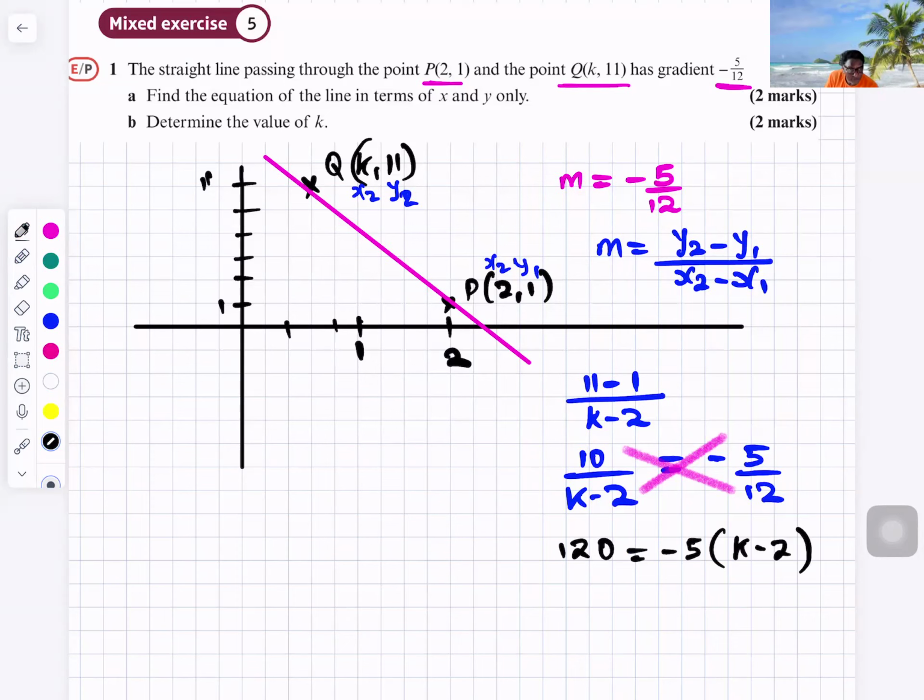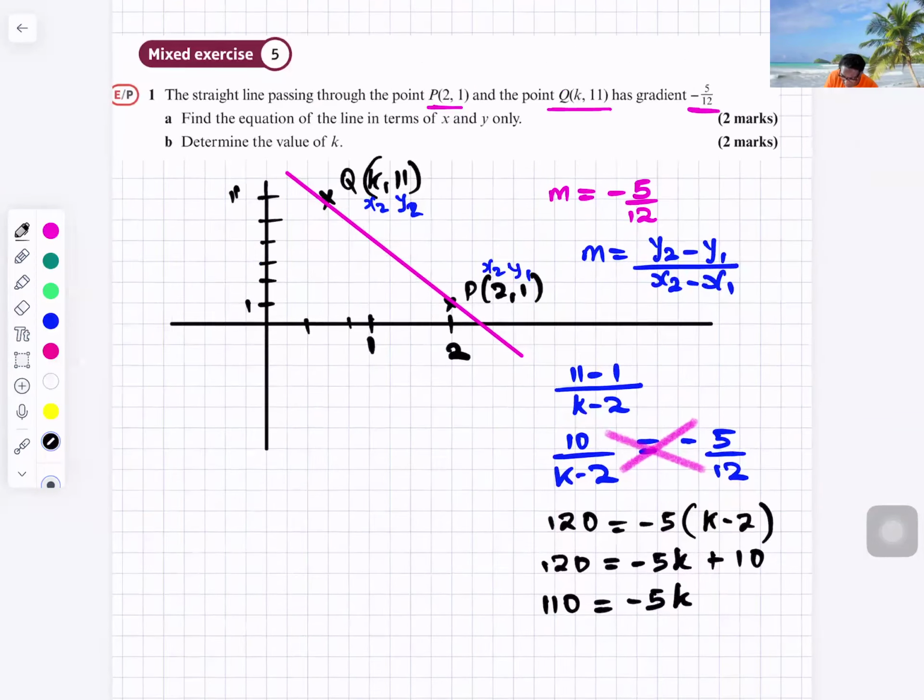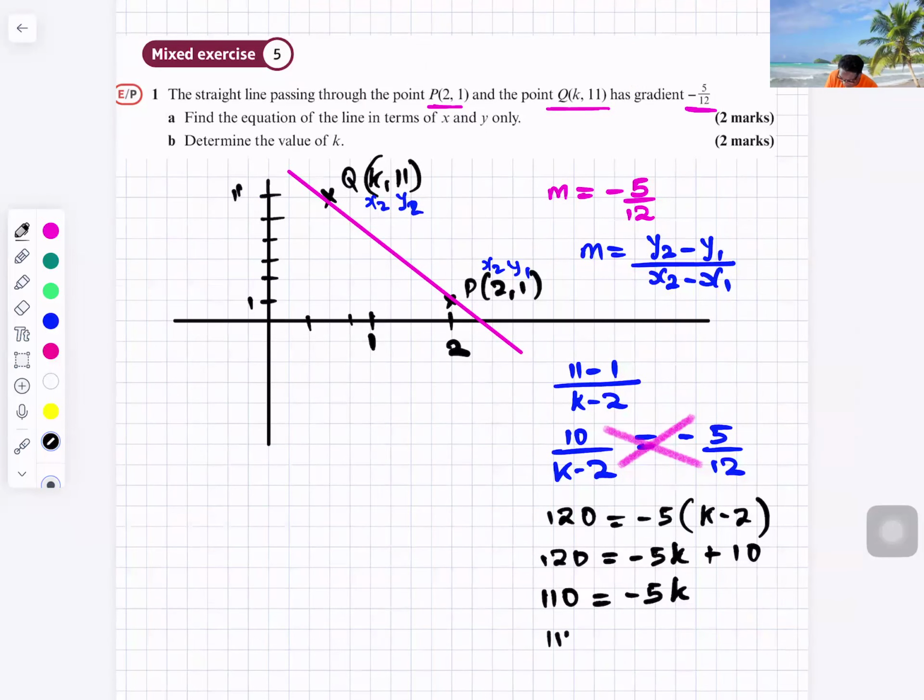And then what else do we do? You remove the bracket. 120 is equal to minus 5k plus 10. So take 10 to the left: 120 minus 10 is 110, which equals minus 5k. You divide by minus 5. 110 divided by minus 5, use your calculator, minus 22. That's the value for k.